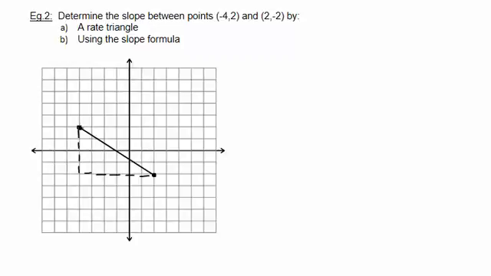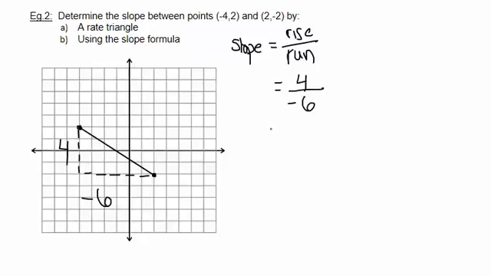First of all, I want you guys to notice that this line is going down and to the right, so it should be a negative slope. So our rise is going to be 1, 2, 3, 4. And our run is going to be -1, 2, 3, 4, 5, 6. Therefore, using our rate triangle method, slope is equal to rise over run. And as we found on the graph, our rise was 4 and our run was -6, and that can be reduced to -2 over 3.